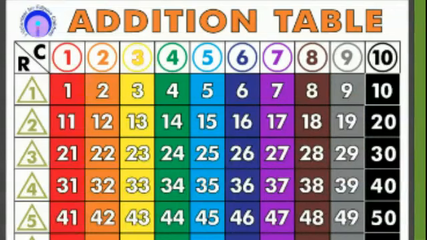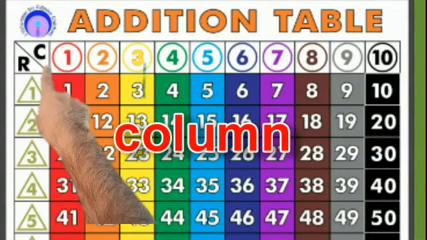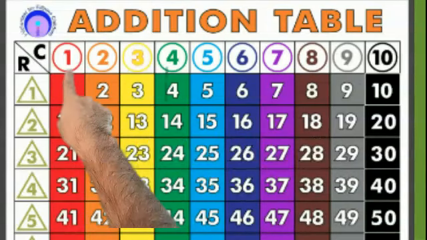Ang addition table ay isang kasangkapan upang mas madaling maintindihan ng mga baguhang nagsisipag-aral pa lang sa mathematics. Bago ang lahat, i-introduce ko muna kung ano itong mga bagay-bagay na nasa loob ng addition table. Una, C stands for columns. There are 10 columns in this chart.